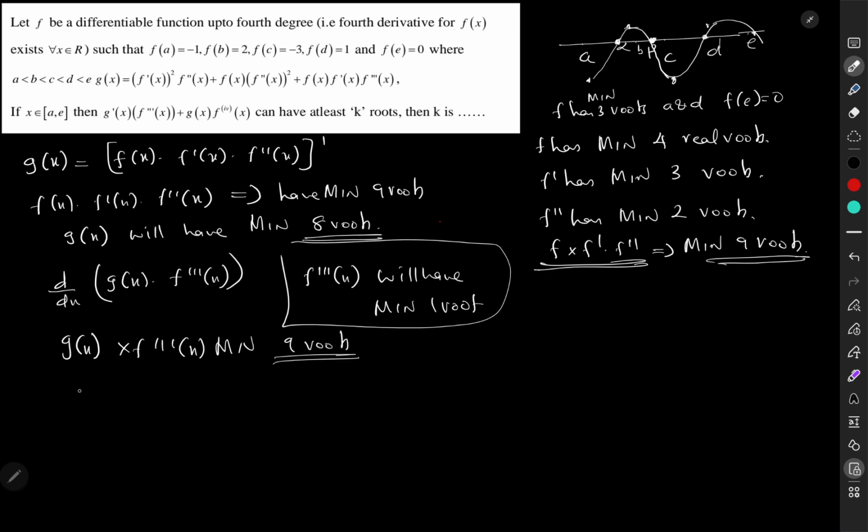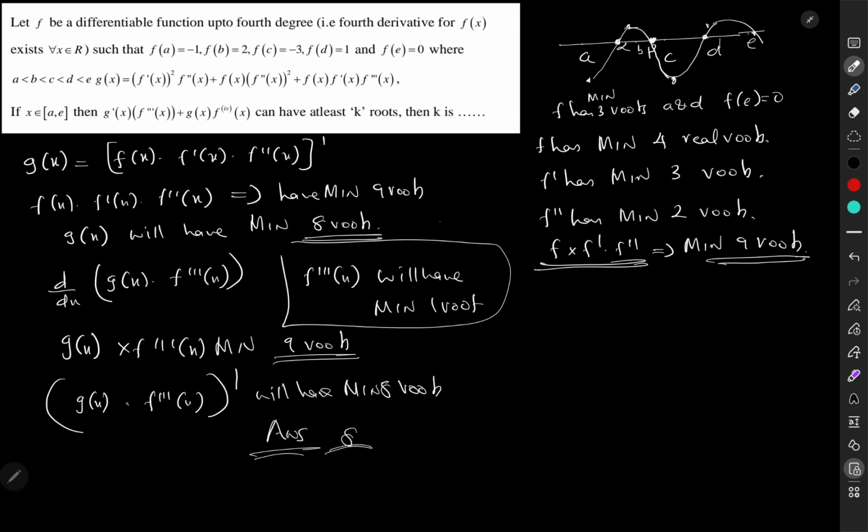Okay, so that we got. Now its derivative, that is g of x into f triple dash x. Its derivative will have minimum 8 roots. Okay, minimum 8 roots. So our answer is 8. I hope it's clear.